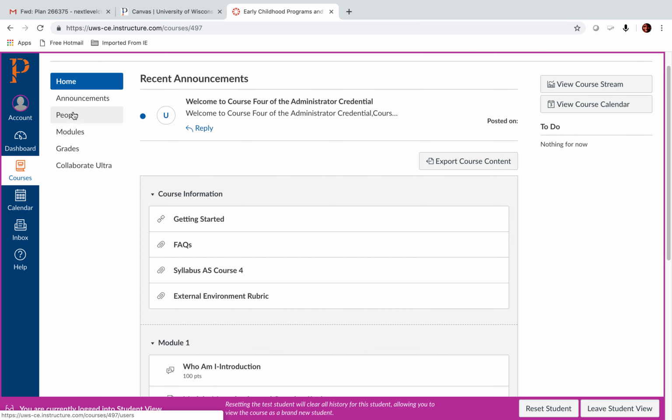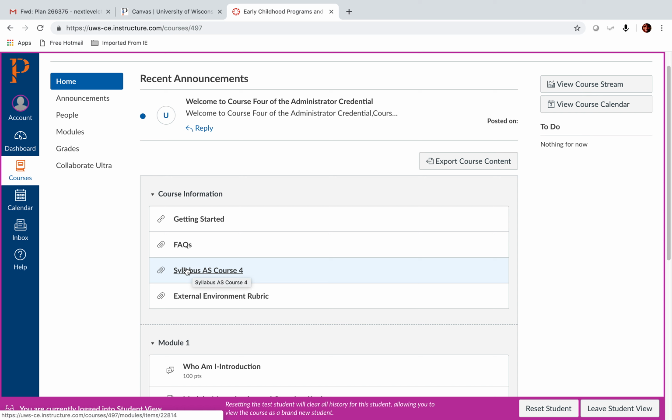So then, like I said, that was people, and then modules. Modules is something that we're going to talk about a lot because that is the main area that you will be looking at. So when you come to home, you'll have the course information, getting started, frequently asked questions, your syllabus, which is going to be updated.